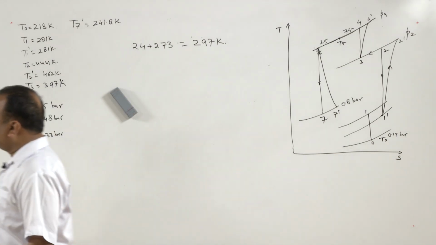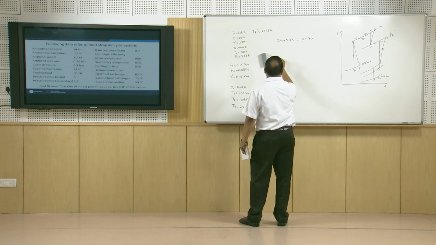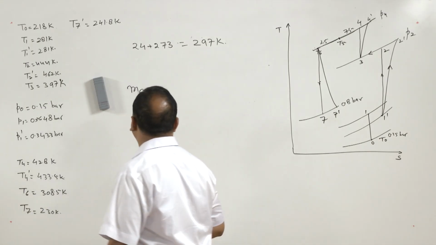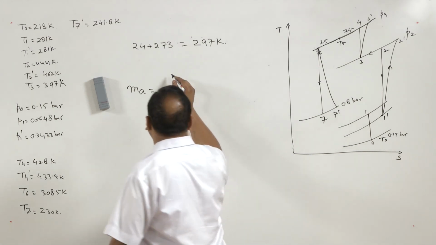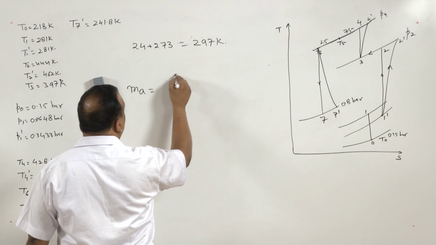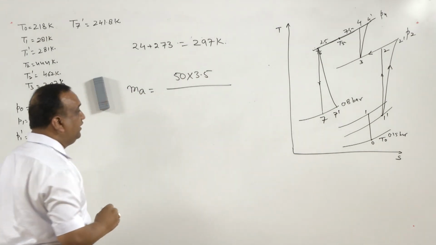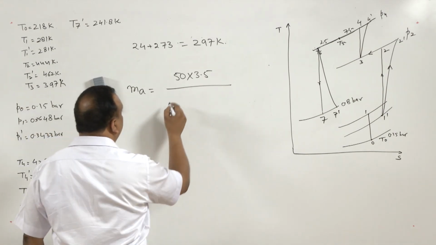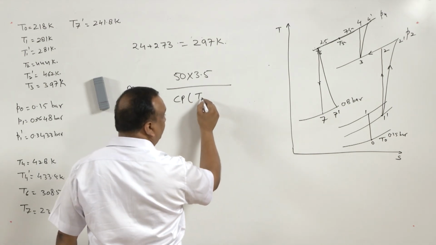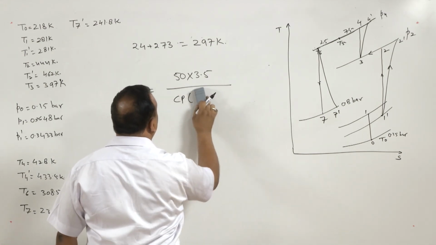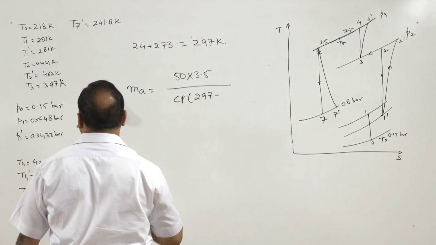Now, we have to find the mass flow rate of air. So, the mass flow rate of air can be calculated by just dividing the total cooling capacity, that is 50 ton, multiplied by 3.5 kilowatt, that is total cooling capacity, divided by the cooling by 1 kg of air, that is Cp into 297 minus T7 dash. T7 dash is 241.8.